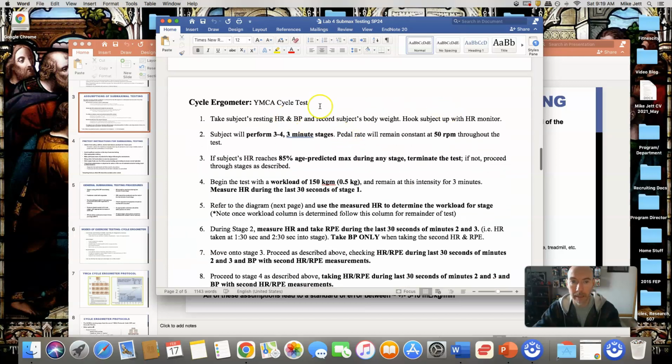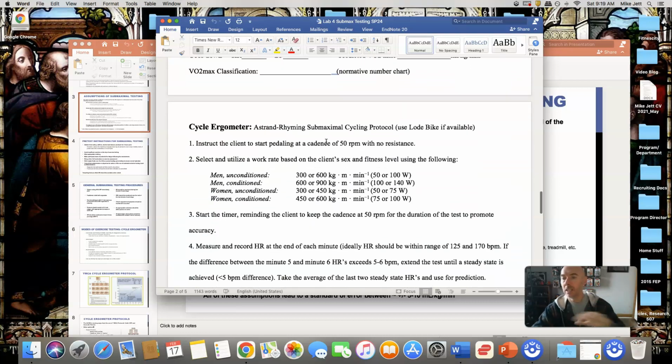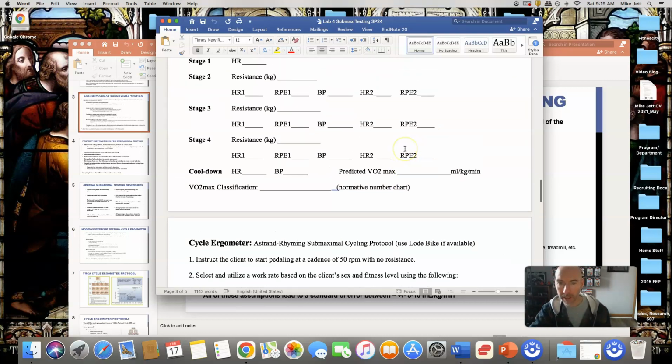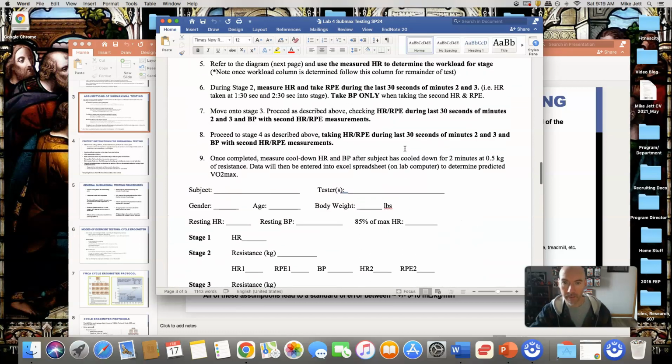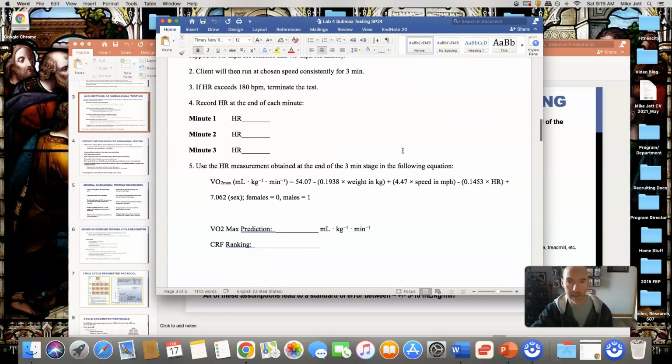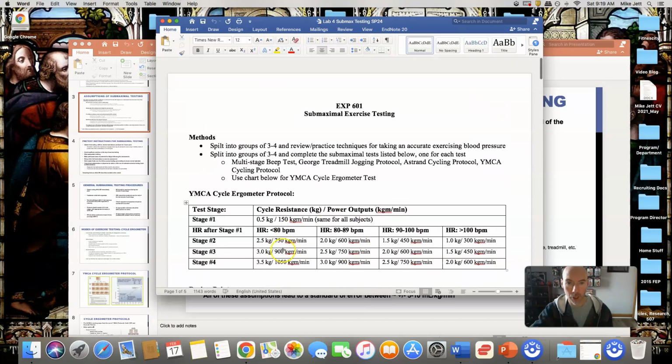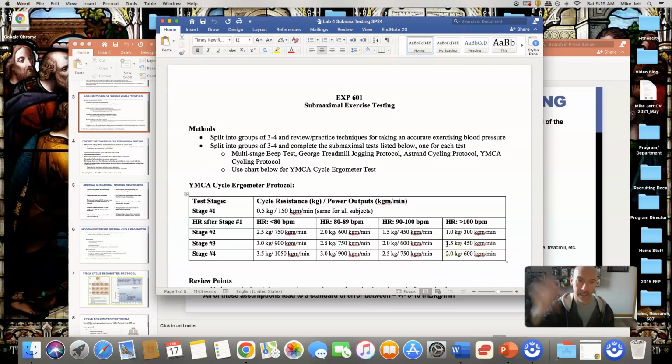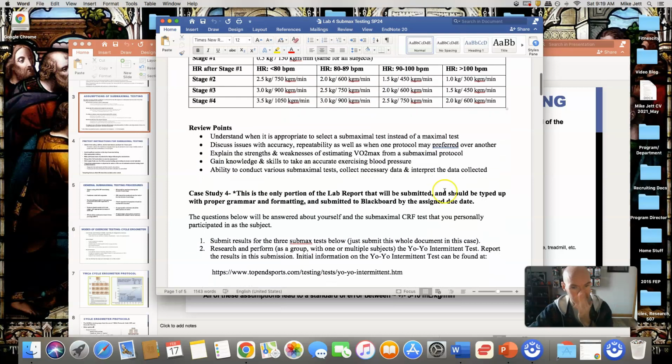The YMCA submax cycling test, the protocol is detailed below. So just a basic understanding of how to perform this protocol, right? 50 RPMs the whole time. First stage, you're at half a kilogram. Take the heart rate at 2 minutes and 30 seconds, and that determines which of these stages you go into for the remainder of the test. Stages 2 through 4, take 2 heart rates, last 30 seconds of each minute, and then if you are in a steady state, you advance to the next stage. Keeping in mind the 85% termination heart rate cutoff.